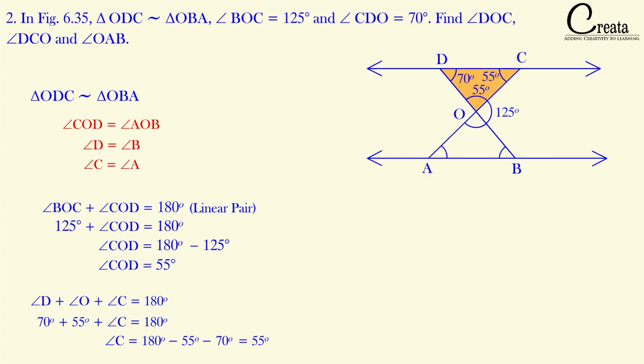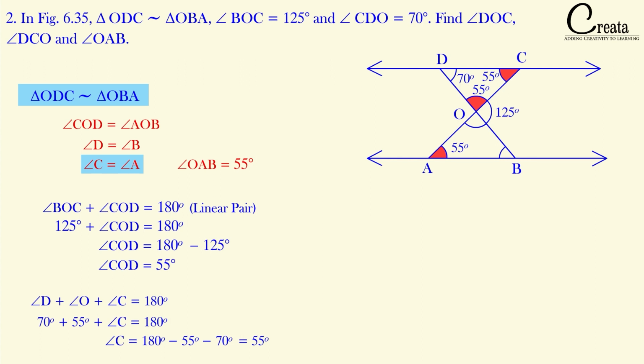In the starting we have seen that both of these triangles are similar to each other, and angle D and angle B are equal, and angle A and angle C are equal. In the question we have to find angle A, that is angle OAB. So angle A and angle C are equal, so angle OAB is also equal to 55 degrees. So all the three missing angles in the question are 55 degrees. That is the answer of this question. So we got the answer of question number 2.